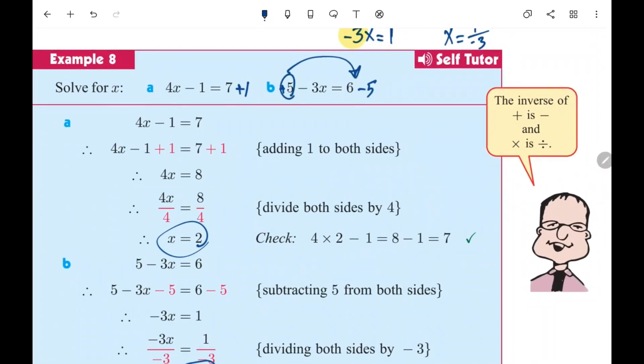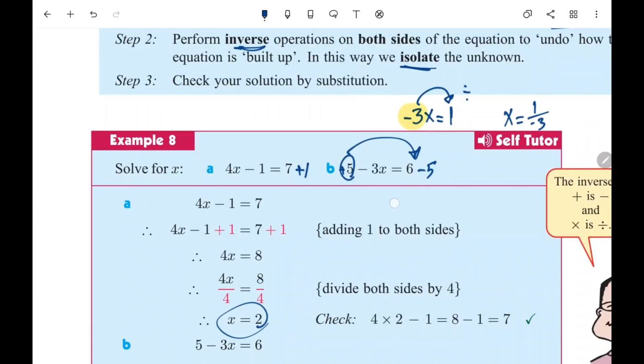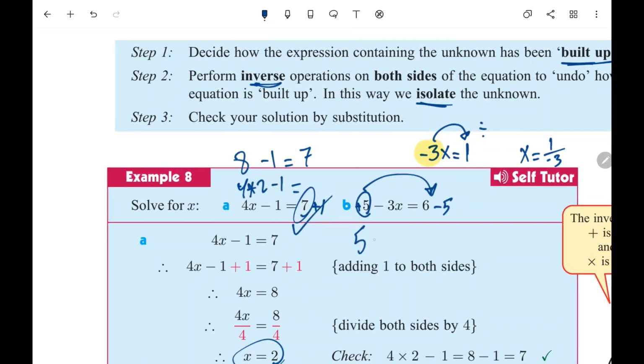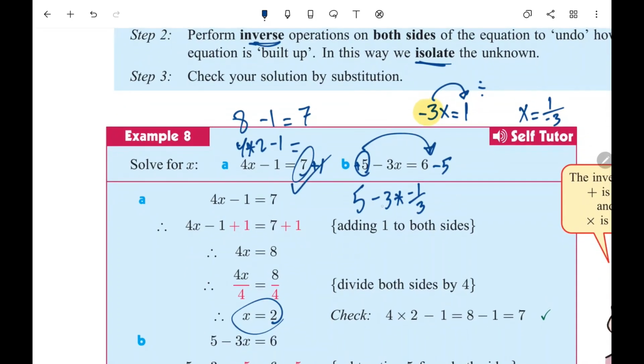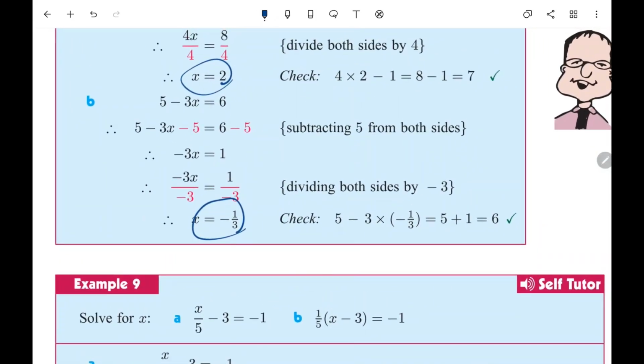We can make a substitution. So here, if we had 2, so 4 times 2 minus 1 will equal 8 minus 1, which equals 7. Is it true? Yes, true. And here we have 5 minus 3 times negative one third, which is supposed to equal 6. So right now negative 3 times negative one third will equal positive 1. So 5 plus 1 will equal 6. So it's correct.